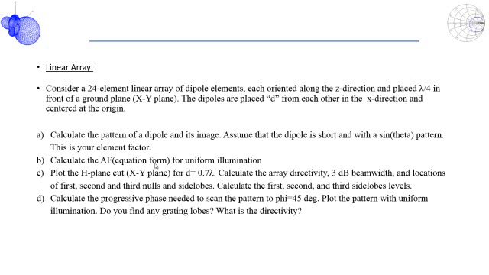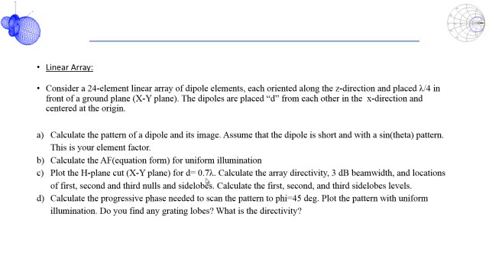So that's gonna be the equation that's in the book, the actual normal equation for uniform illumination. So you're gonna be having two array factors and one element factor, and then you're gonna plot a cut in the x and y plane.